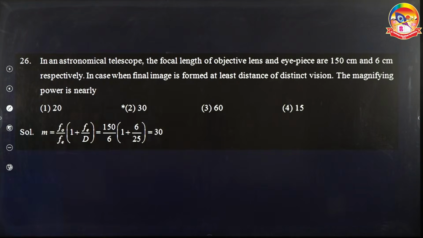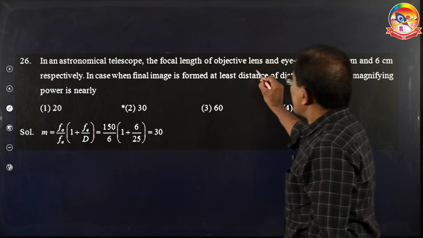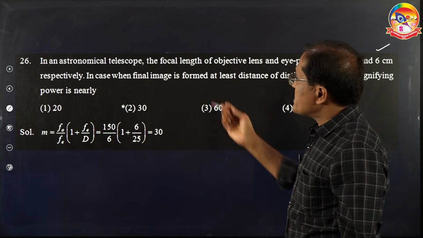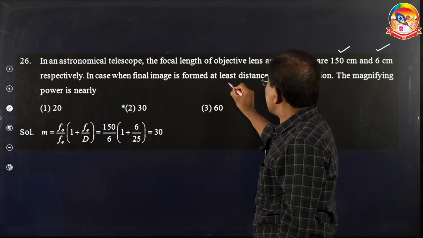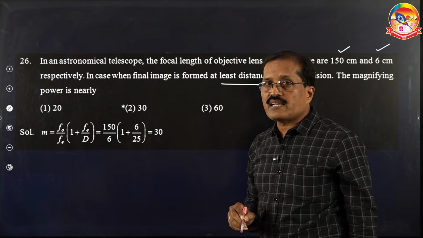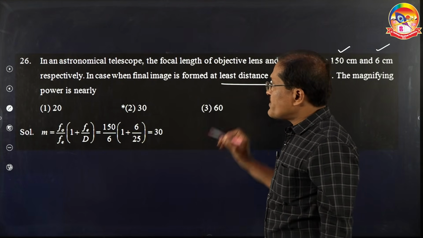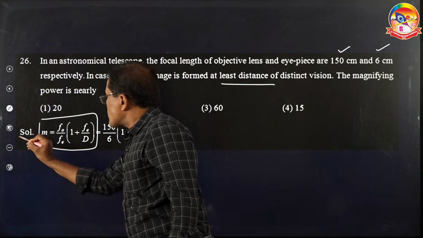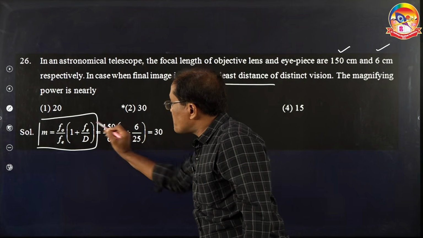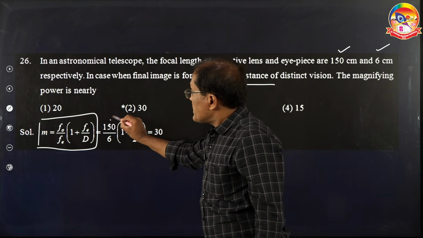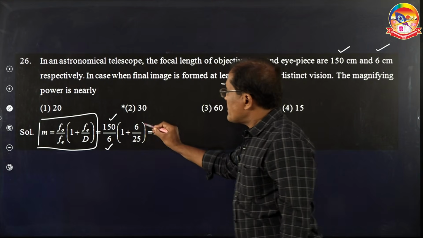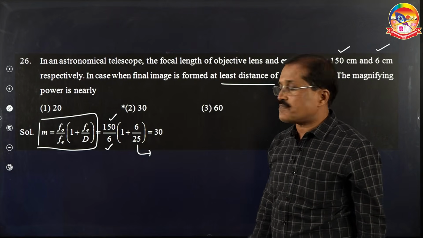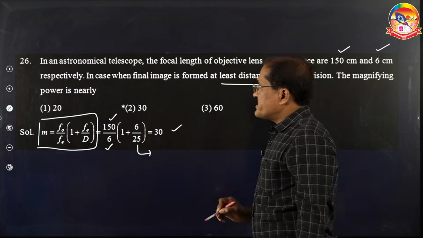Okay, next. In the astronomical telescope, the focal lengths of the objective lens and eyepiece are both given here. And it is asked that the final image is formed at the least distance of distinct vision. This is called the near point adjustment. In this case, the magnifying power of the telescope is FO by FE into 1 plus FE by D, directly substituting. FO is given, FE is given, and D is the least distance of distinct vision, which is 25 centimeters, and we can find out, children, the answer is 30.